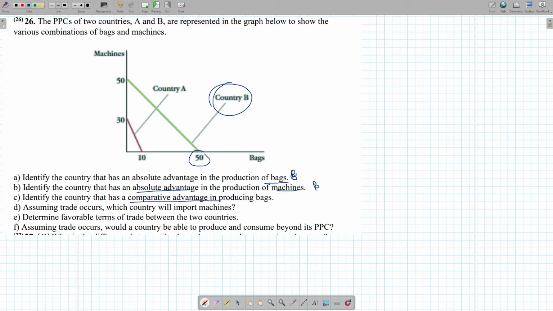Which one has a comparative advantage in producing bags? So this is how you do it. You do it for each country specifically. So for A, you calculate the opportunity cost. So one bag equals what? For A, if you want, we can draw the table.